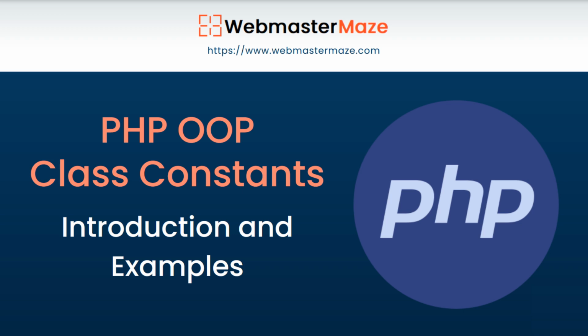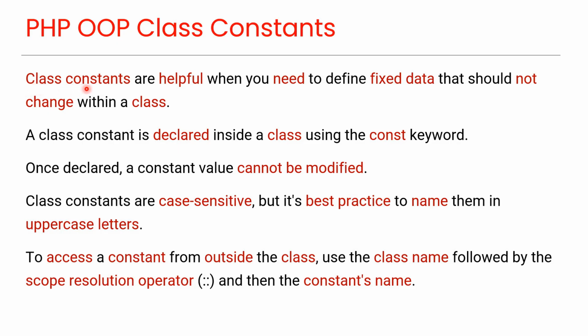Hi everyone, in this video, you will learn what class constants are in PHP object-oriented programming. Class constants are helpful when you need to define fixed data that should not change within a class. A class constant is declared inside a class using the const keyword.